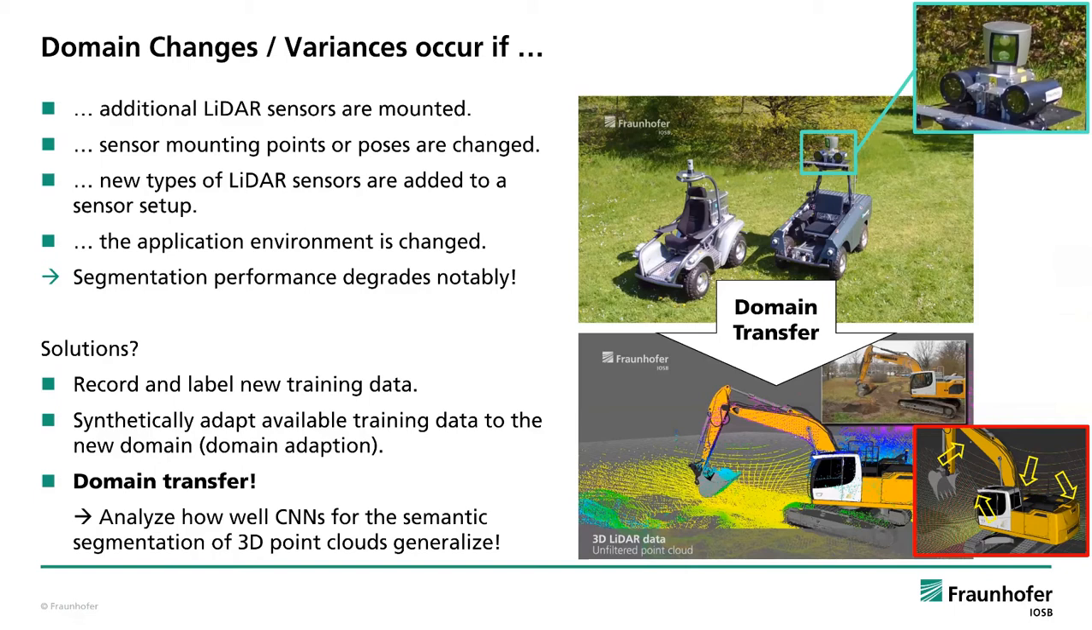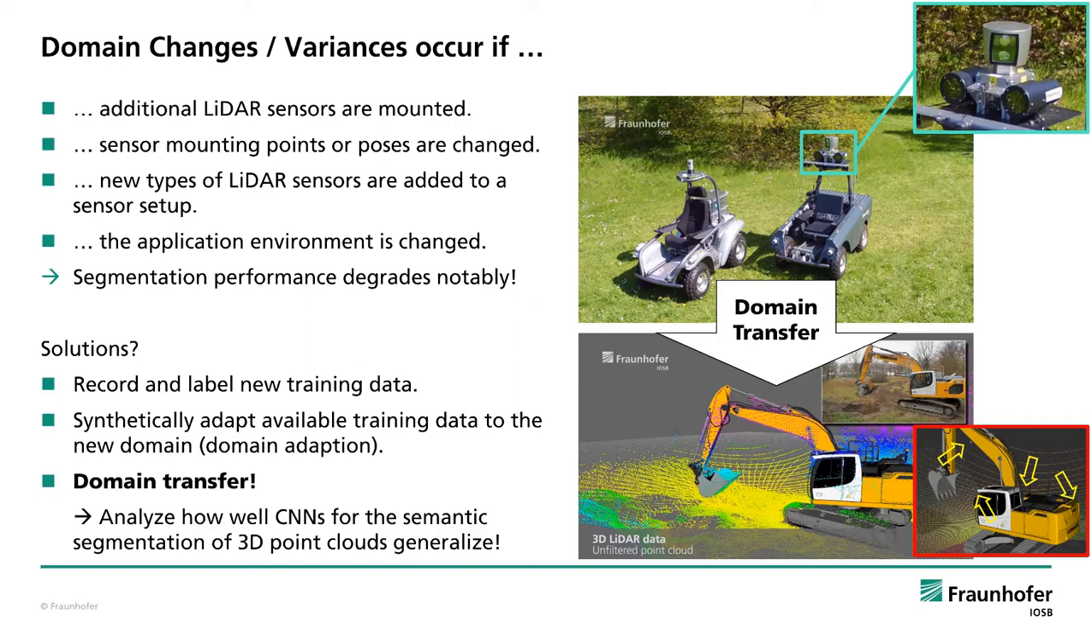So maybe to start with, when do we have changes or variances in the domains? For example, if we mount additional LiDAR sensors onto a vehicle, or also if we change the mounting points of the sensors, or also the poses, so like the rotations on the vehicle, for example. Or also if we have new types of LiDAR sensors that we add to an existing sensor setup, and also if we change the application environment.